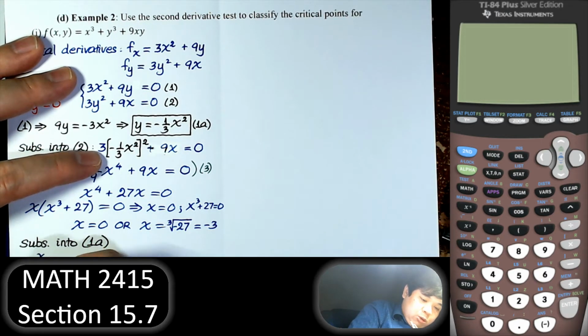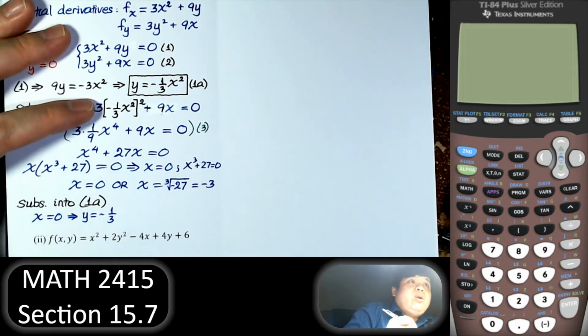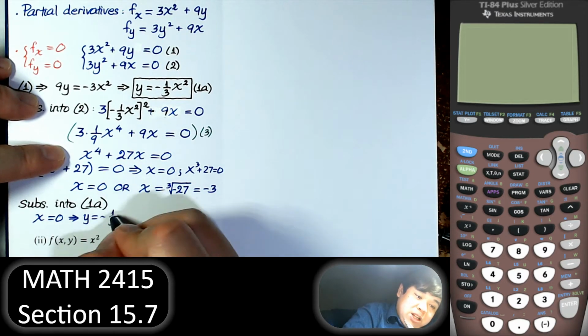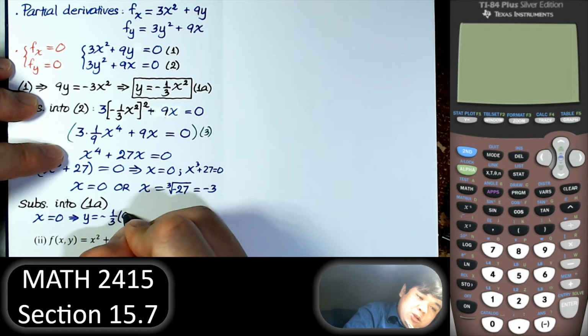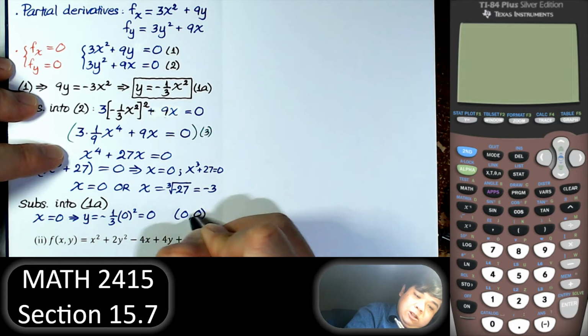When we have x equal to 0, we have y equal to negative 1 over 3 times x squared. Sorry, I have to write a bit small because I ran out of space. x equal to 0 squared, so that is 0. So we have the point (0, 0).